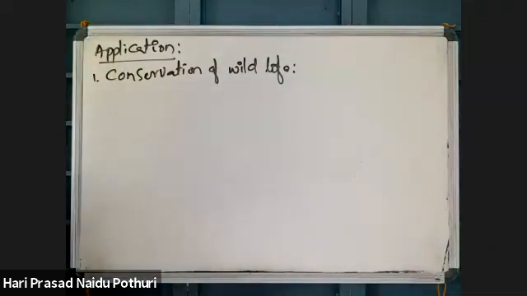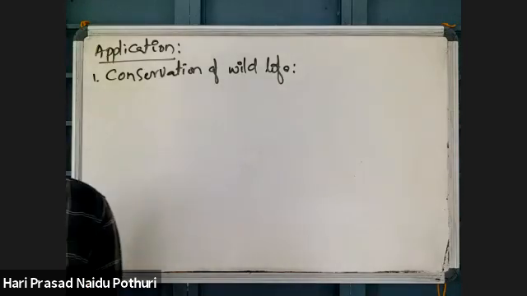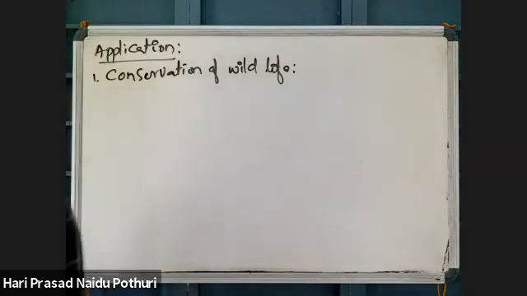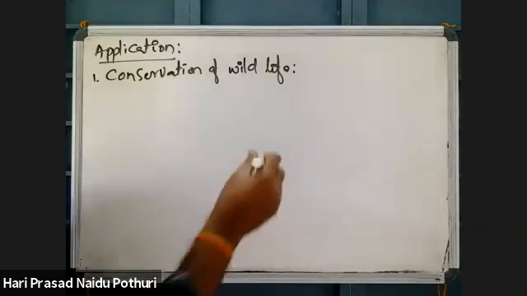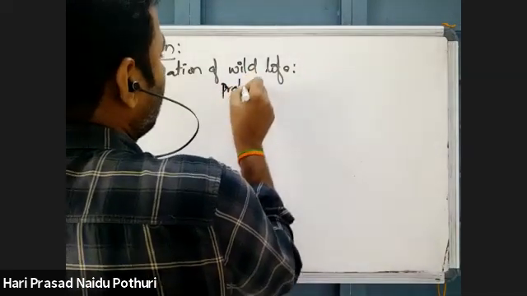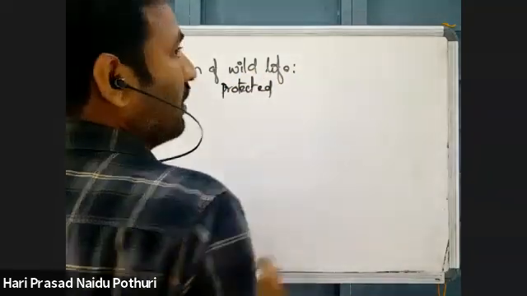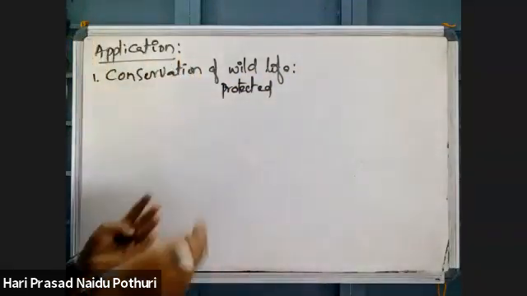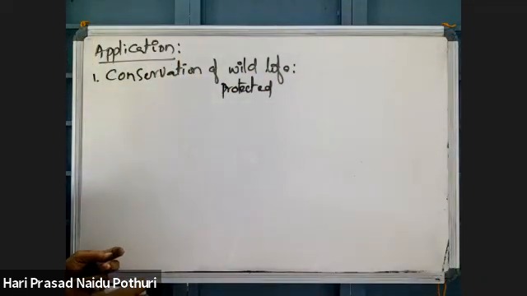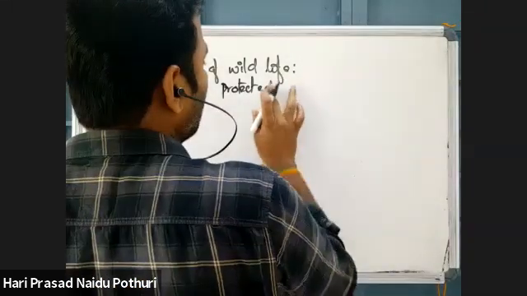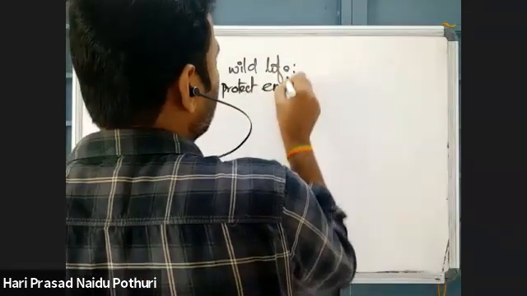What is wildlife? Wild animals which are present in forest, their number is decreasing day by day. So as their number is decreasing day by day, we can conserve the wildlife which are endangered species. Endangered species can be protected by using this DNA fingerprinting, I mean comparison of the organisms we can do, and we can protect endangered species.